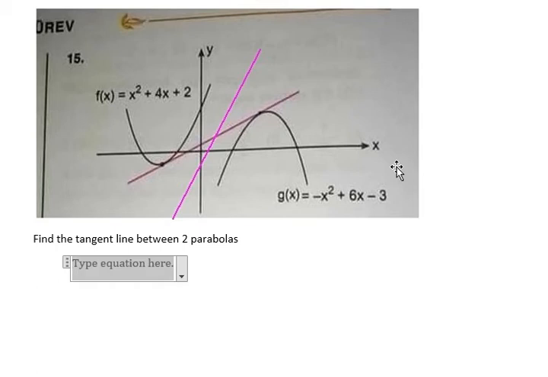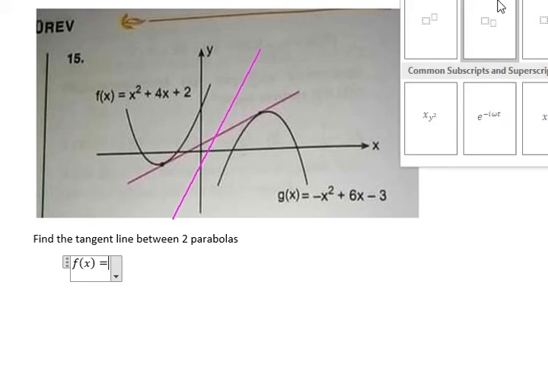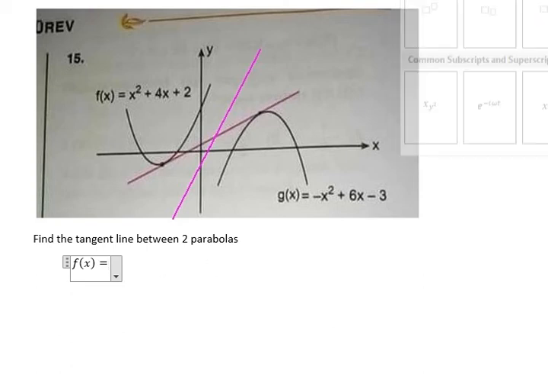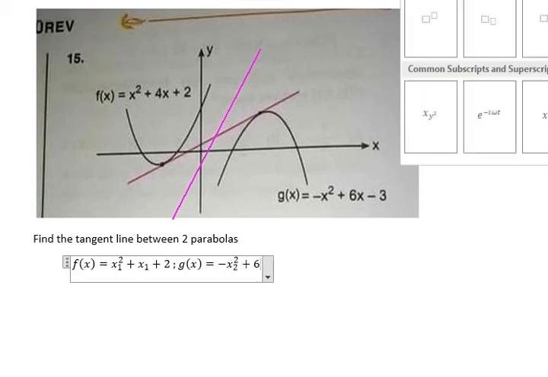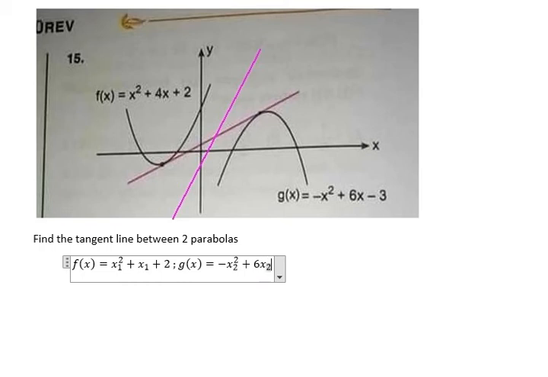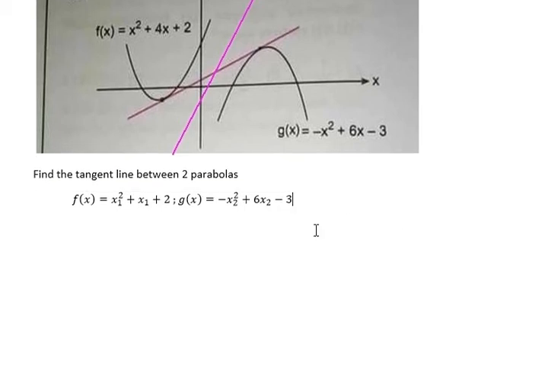First, we need to put f of s equal to s square to number 1, and we have 4 s1 plus 2 and 3s, equal to negative s2 square, and we have 6s2 minus 3. This way can help you to distinguish.